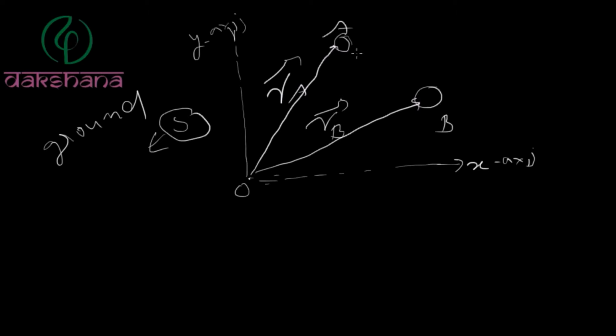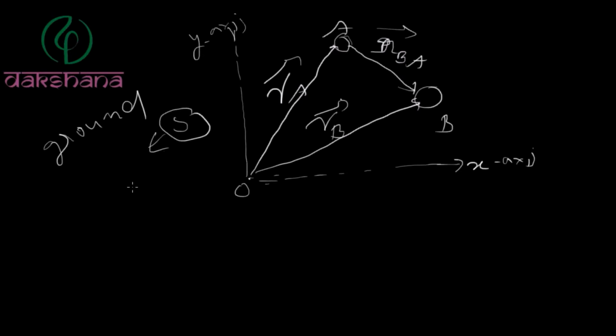When we have to find the position of B with respect to A, we can draw an arrow pointing from A to B. This arrow will give the position of B with respect to A. We can write it as RBA. Here RA and RB are the positions of A and B with respect to frame S, and RBA is the position of B with respect to A.